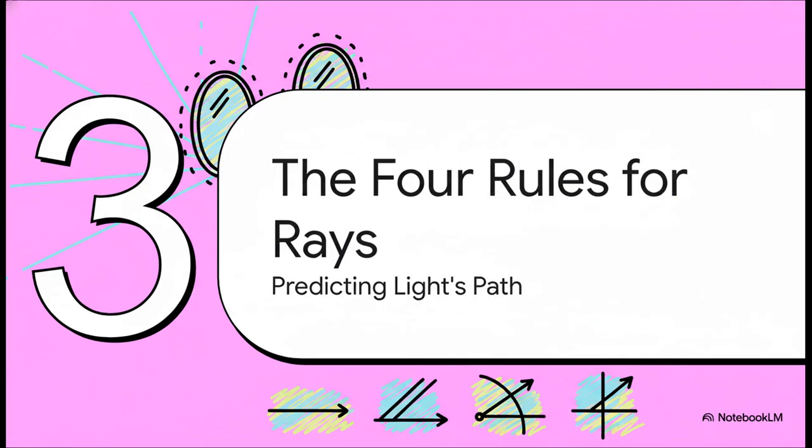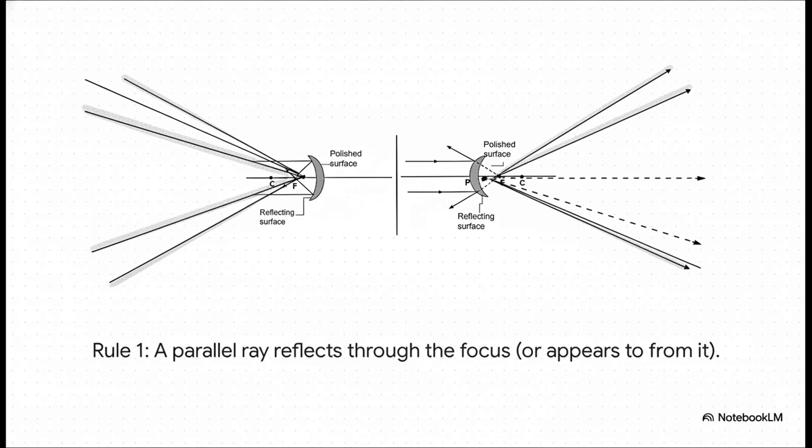Okay, here's the best part. Light might seem wild and chaotic, but when it hits these mirrors, it follows 4 incredibly simple and predictable rules. Once you know these 4 rules, you can trace the path of any light ray and figure out exactly what kind of image you're going to get. Rule number 1 is the big one. Any ray of light that comes in parallel to that main center line, the principal axis, is going to reflect and pass right through the focus, F.